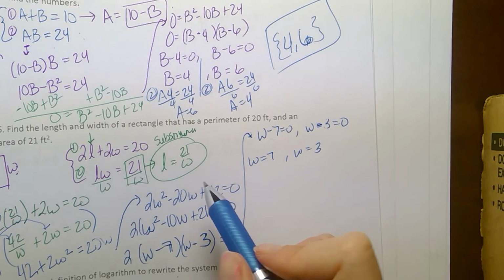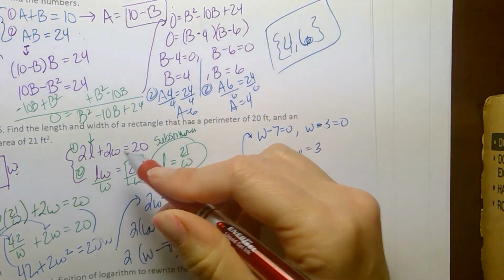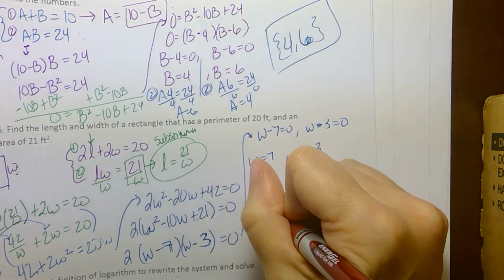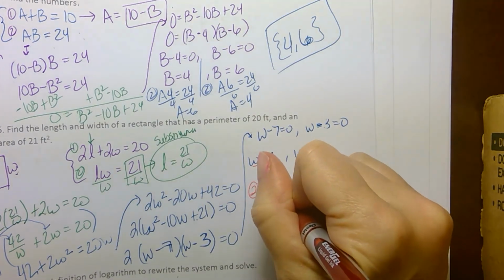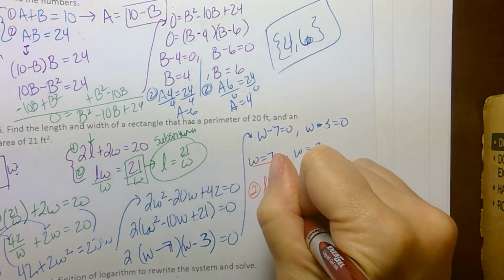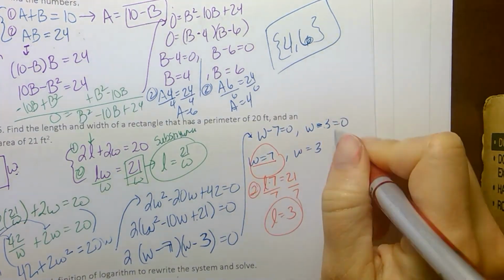Let's think about this. If I plug it into the second equation, or I could do the first, but that's a little more work. If I plug it into the second equation, say w is 7. Well, L times W equals 21. If I divide by 7, L is 3. I get the other number.